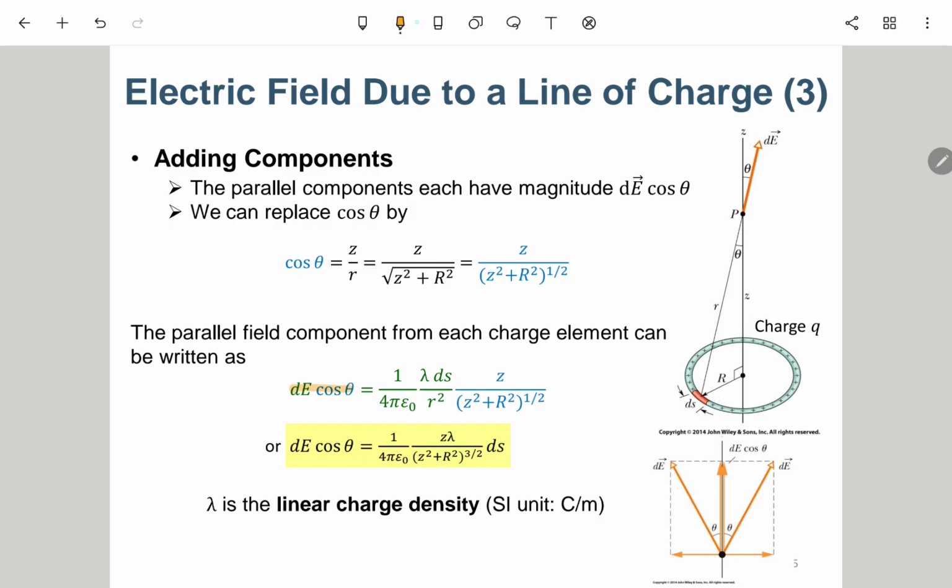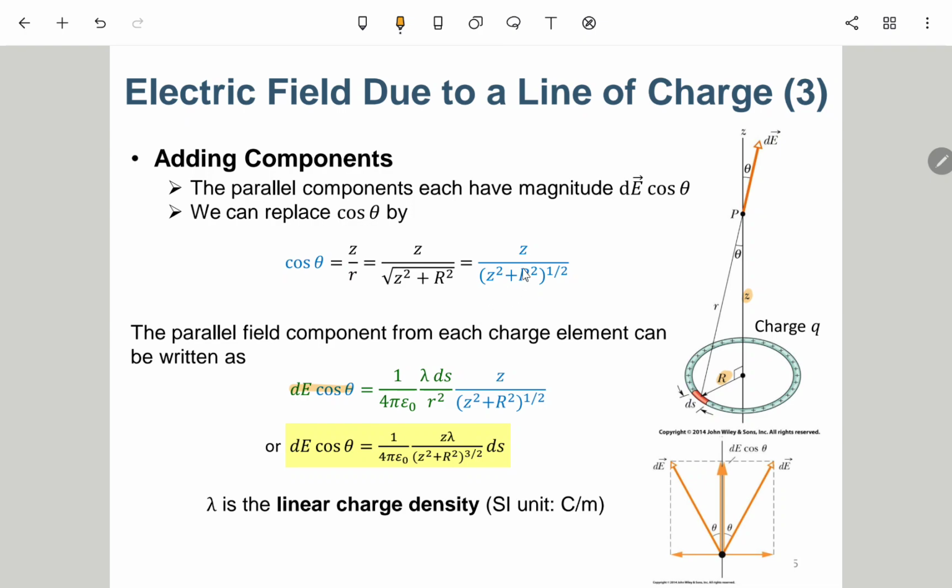We will also consider capital R to be a known value, and then we will have z as a variable to make things easier. Okay, so we would like to use the Pythagorean theorem to express r as the square root of z squared plus capital R squared. Or this square root, we can just write as to the power of one half. Okay, so this is the expression of cosine theta looking like this.